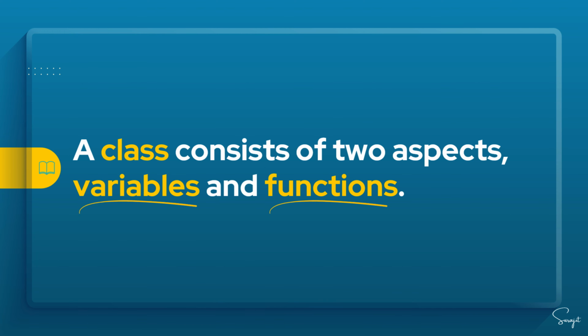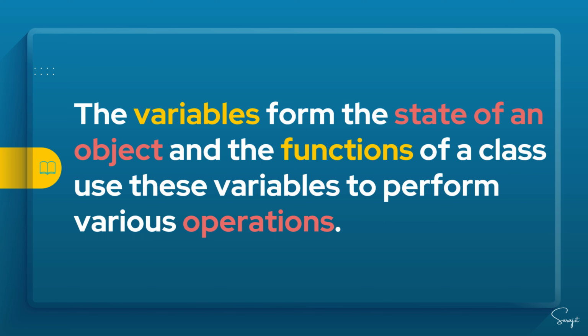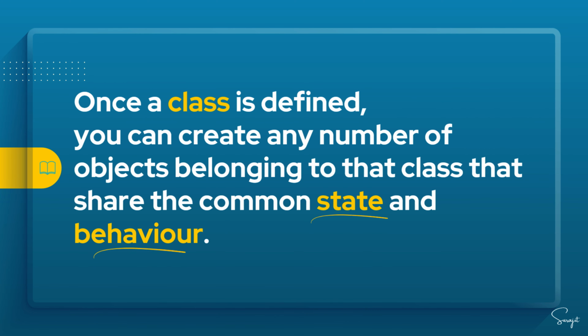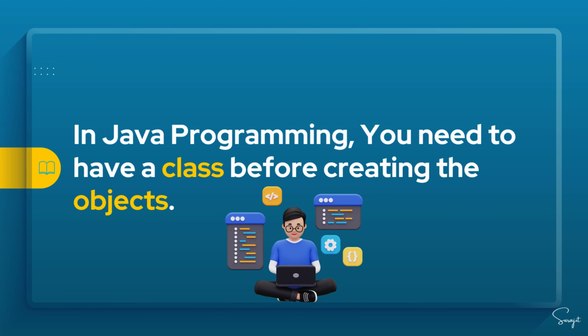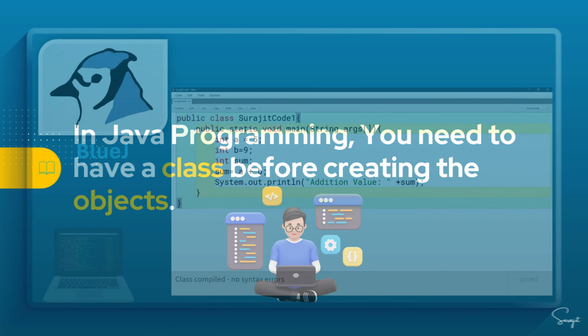Basically, a class consists of two aspects, variables and functions. The variables form the state of an object, and the functions of a class use these variables to perform various operations. Once a class is defined, you can create any number of objects belonging to that class that share the common state and behavior. Basically, you can say a class is known as a factory that produces similar objects. One more thing, always remember, in Java programming, you need to have a class before creating the objects.